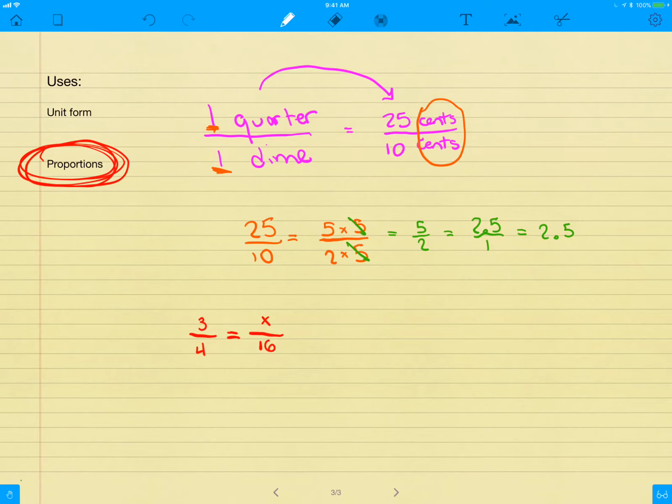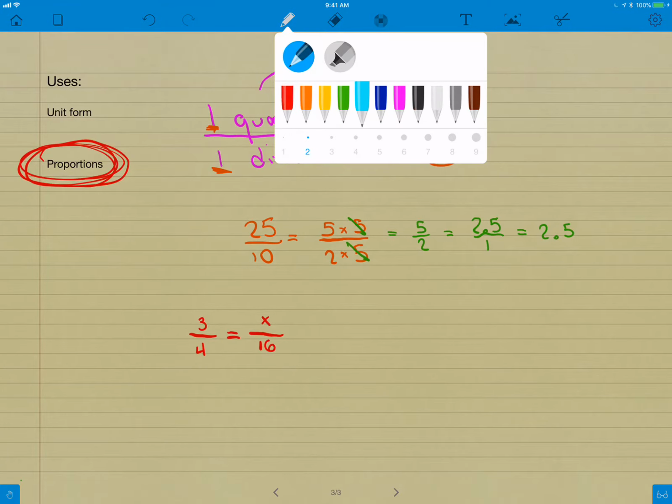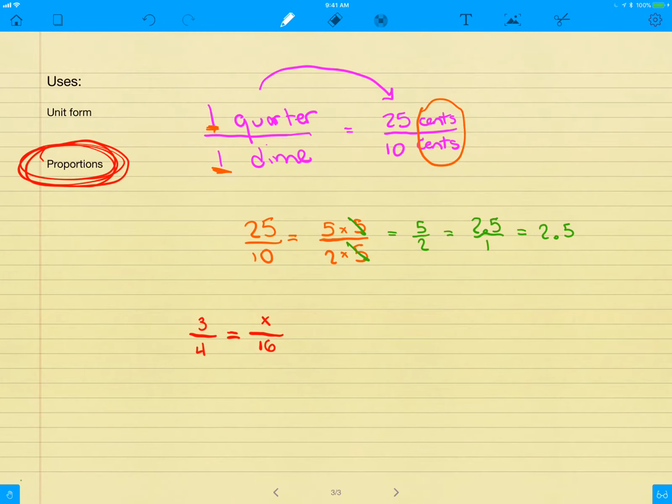So when you have this, one of the methods we talked about in class was that you can do a cross product. You start with a number above or below x, so I'm going to start with the 16. You cross multiply and you divide, and it looks like a goldfish, right? Here's my fish. But again, you cross multiply. You start with a number above or below the x. You cross multiply to the 3, and you divide by 4. So 16 times 3, what is that? 48. And then you divide by 4, and you get 12.